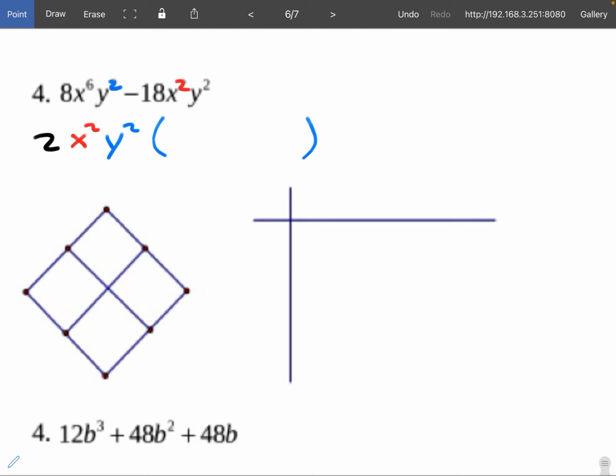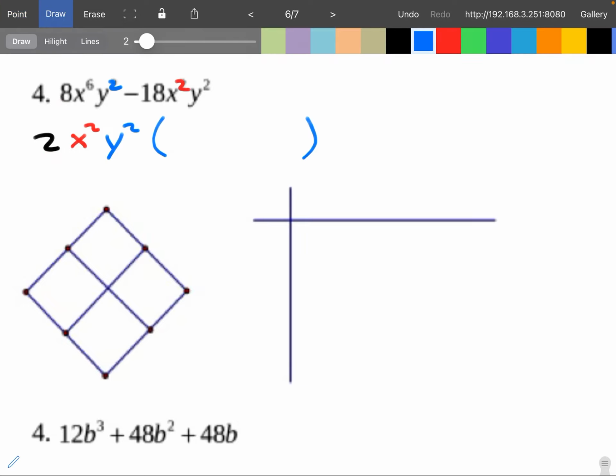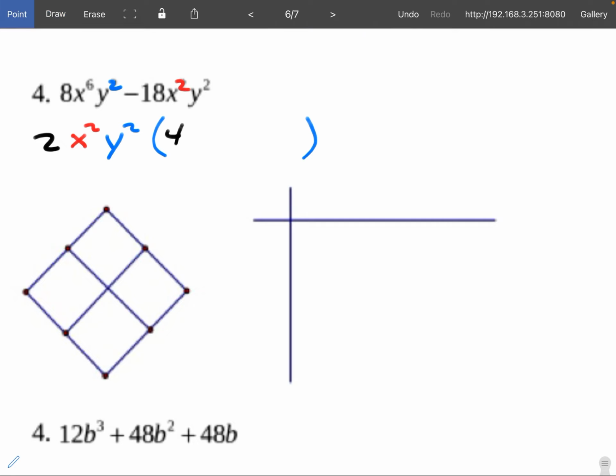Then when you do this greatest common factor, it's like you're doing the distributive property backwards. So now we need to fill that in. So 2 times what would give us 8? That's a 4, good. Put this like this, that's a 4. And then x squared times what would give us x to the 6th?